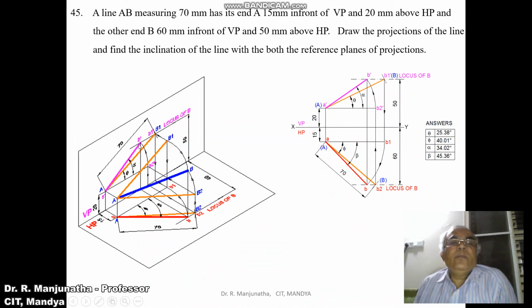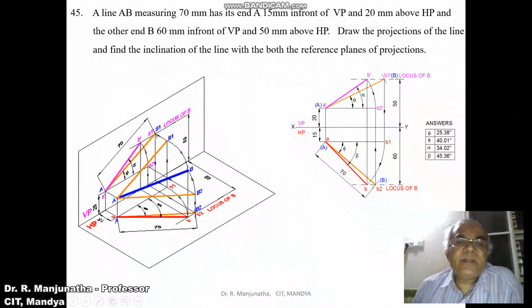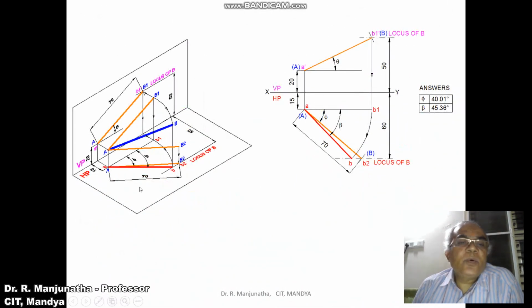So this is how we will be able to analyze this in 3 dimensions. Now we will check it step by step. So here, we have A dash above HP by 20 mm and B dash above HP by 50 mm, and A is in front of VP by 15 mm and B is in front of VP by 60 mm. So we got this locus.